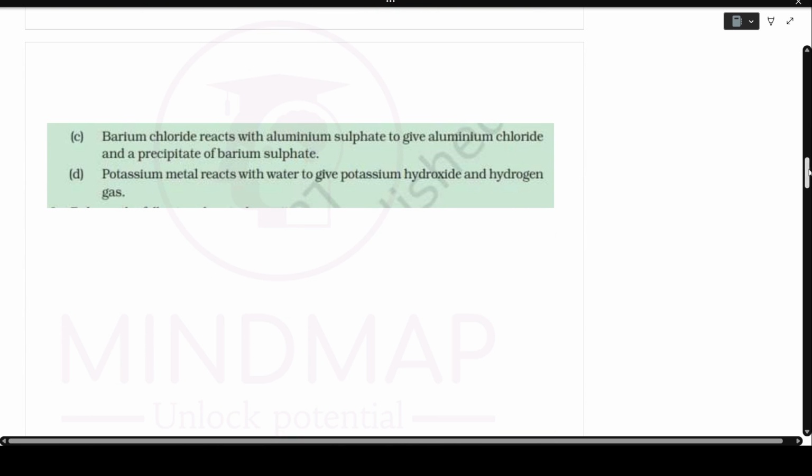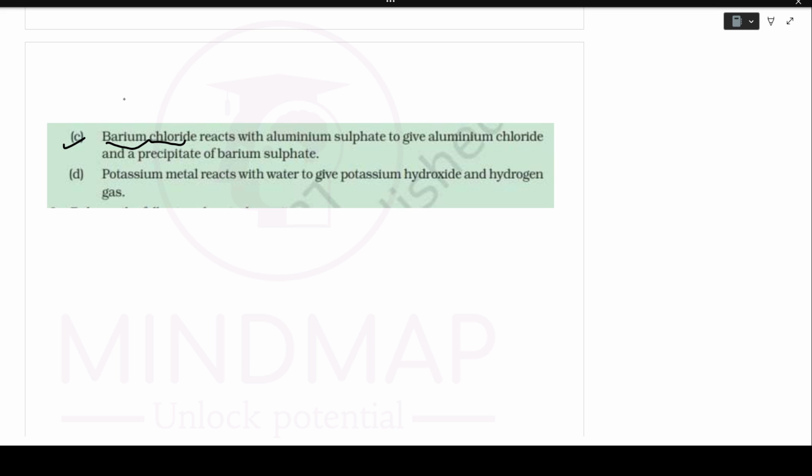Let's try one more. Let's do the C one, this one. Barium chloride. Here again, first write the formula. For barium, what do you say? The barium ion symbol is Ba2+. Chloride is Cl-. So, how will you write barium chloride? We will write BaCl2. Correct? It reacts with what? It reacts with aluminum sulfate.